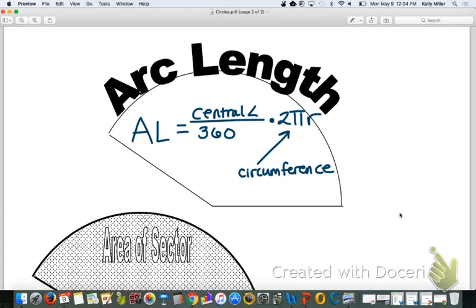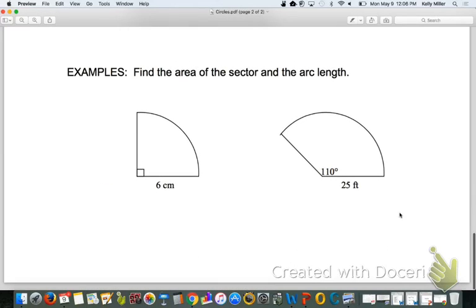All right, let's go down to the bottom and do these examples. For the first one, to find your arc length, what's my central angle? 90 degrees divided by 360 times 2 pi. My radius is 6. On my calculator, I would just do it all in one string because I can. On the TI-30s, you can do it all in one string also. I could just type in 90 divided by 360 times 2 times pi times 6 and hit enter. It's going to get me a number.